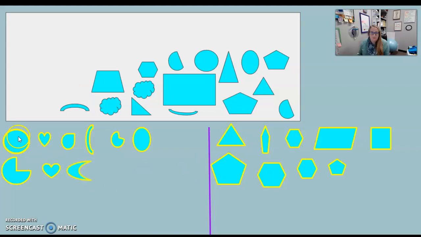I'm going to put it over here with the circle because it kind of looks like this shape. Alright, what about this one? Is this one going to go over here with the circle or the triangle? I'm going to put it over here because it kind of looks like this shape. It's just a different way.